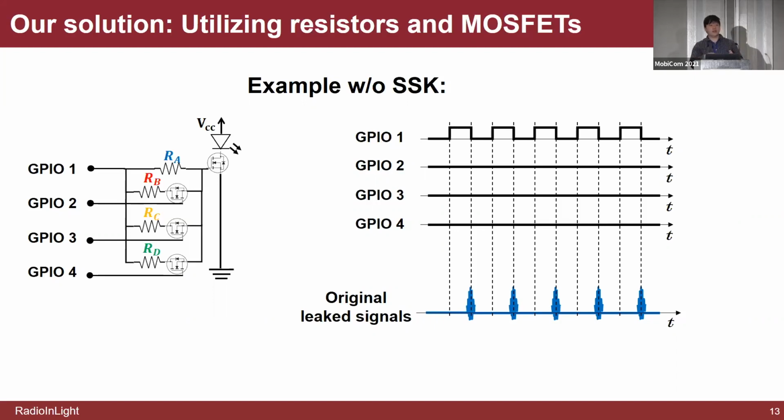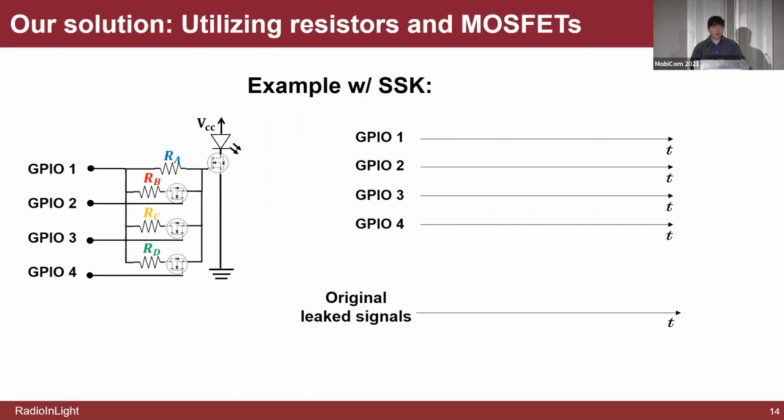The only difference is that we connect a resistor A between the GPIO1 and the MOSFET, which will largely slow down the current change rate, resulting in a much smaller leaked signal, as shown in the blue symbols here. Then, with SSK modulation, the GPIO1 will still transmit the same alternating on-off symbols, but the other GPIOs that control MOSFETs for different resistors will also send signals.